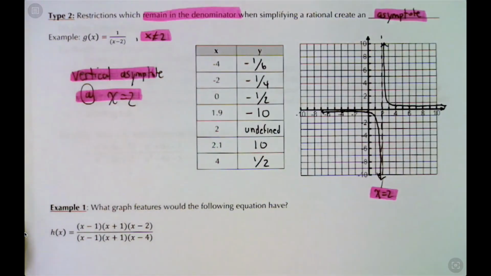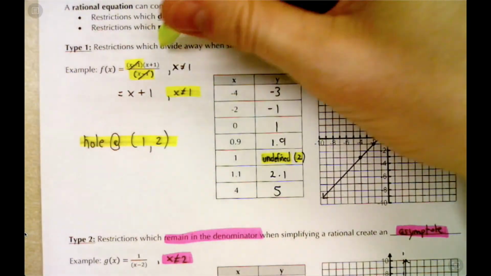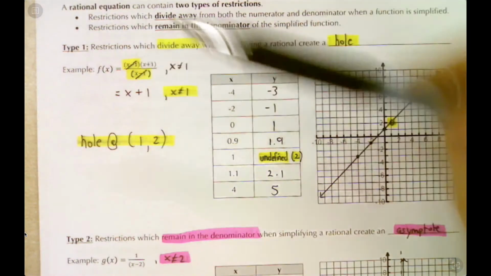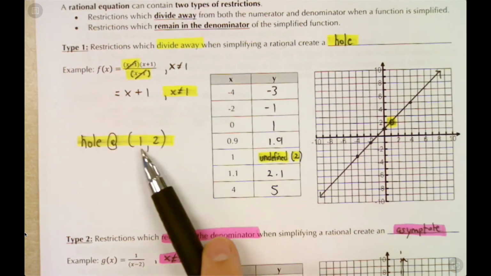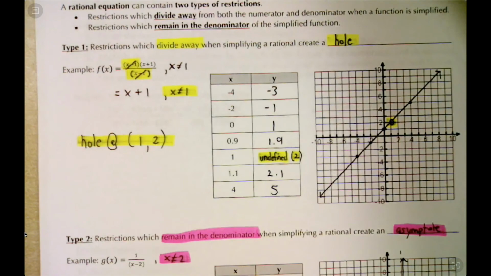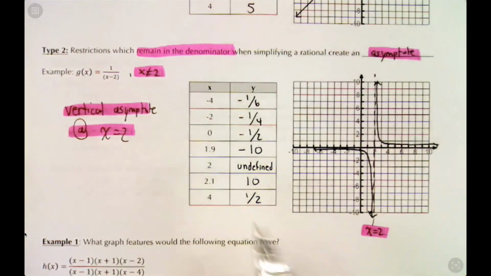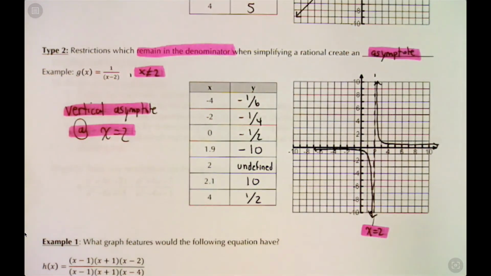So one last time, just to summarize, if the restriction divides away, we get a hole. To find out the coordinate of the hole, you can simplify the equation and then plug in the restriction to the simplified form. 1 plus 1 is 2, so our hole is at 1, 2. If it doesn't divide away and the restriction remains in the denominator, that restriction leads us to a vertical asymptote at whatever that number is.